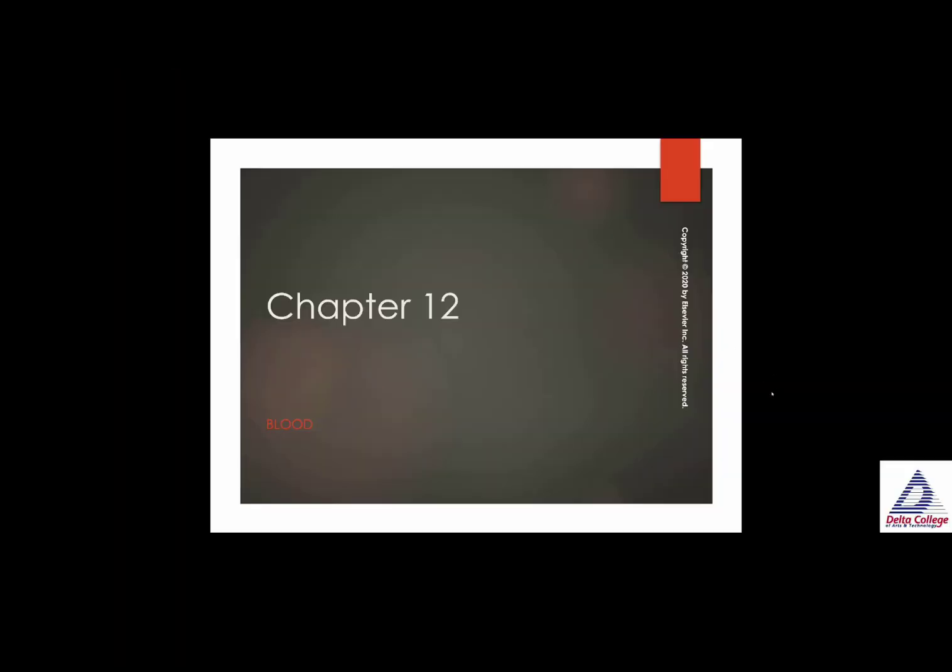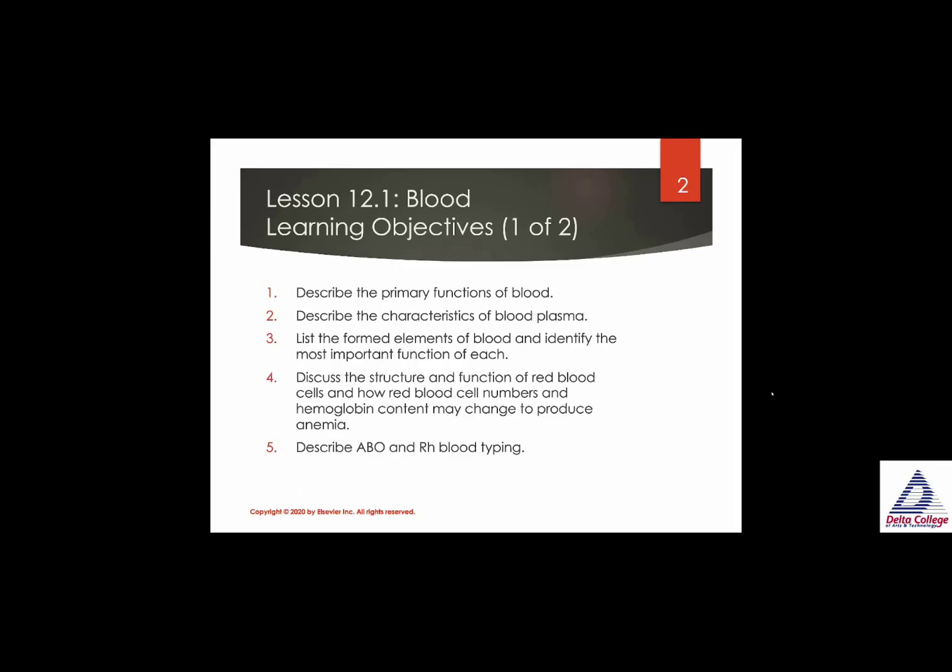Welcome, class. Today we're going to go over chapter 12, which is the chapter regarding blood. In this chapter, you're going to describe the primary functions of blood, the characteristics of blood plasma, list the formed elements of blood, and identify the most important function of each. Discuss the structure and function of red blood cells and how red blood cell numbers and hemoglobin content may change to produce anemia. And describe ABO and RH blood typing.